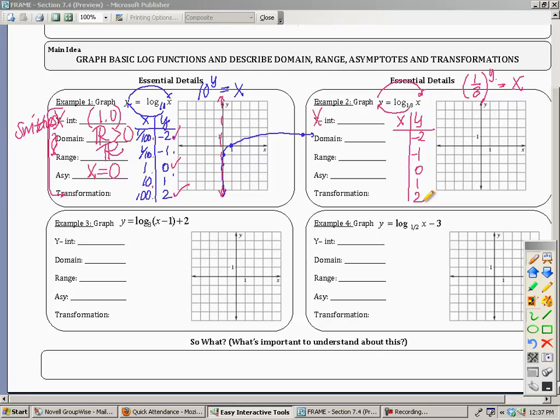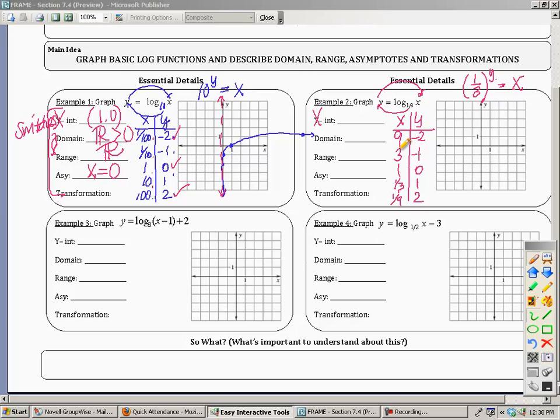Okay, so here we go. (1/3) to the 0 power is 1, because anything to the 0 power is 1. (1/3) to the first power is 1/3. (1/3) to the second power, I square both top and bottom, so 1/9. (1/3) to the -1 means take the reciprocal, so 3. (1/3) to the -2 takes the reciprocal of the 2, so you'll get 9.